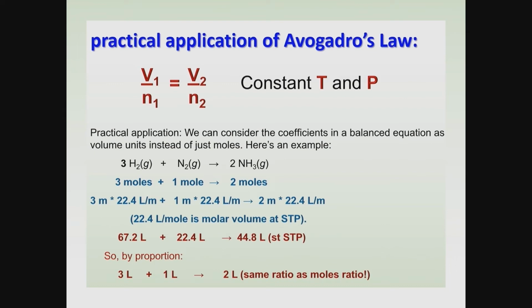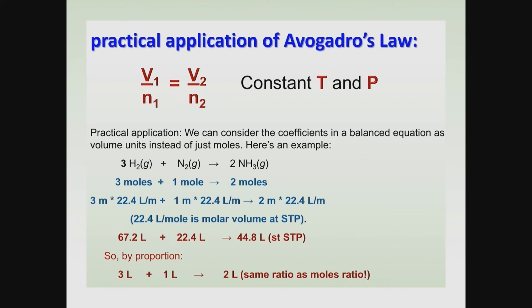So when you see an equation and all the molecules are gases and you see the coefficients in front, not only do those coefficients refer to moles, but they also refer to volumes. So if 3 moles of hydrogen reacts with 1 mole of nitrogen to give you 2 moles of ammonia, you can also say that 3 volumes of hydrogen reacts with 1 volume of nitrogen to give you 2 volumes of ammonia. An example of a volume here would be liters.